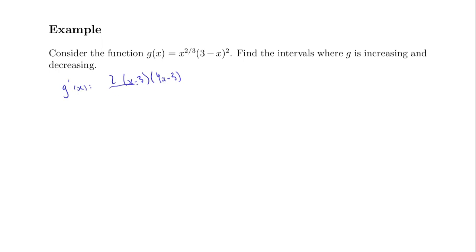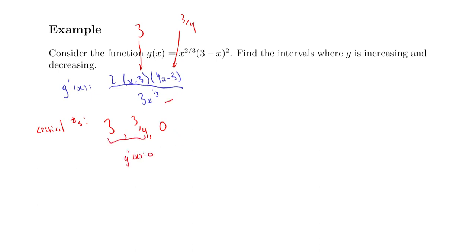That's a minus sign. There we go. Over 3x to the 1/3. So this was our derivative. And so you'll remember that we found some critical points. The critical numbers were at 3, 3/4, and 0. 3 and 3/4 because those were the spots where the derivative was equal to 0, and 0 because the derivative didn't exist.